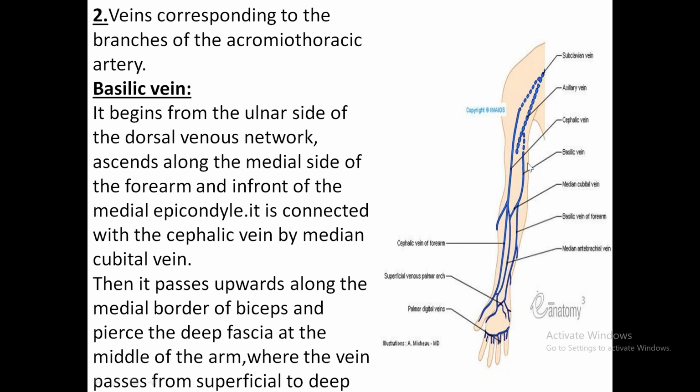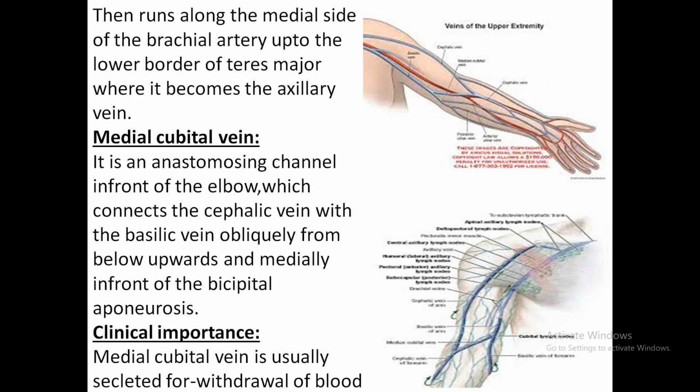Then it passes upwards along the medial border of the biceps and pierces the deep fascia at the middle of the arm, where the vein passes from superficial to deep. Then it runs along the medial side of the brachial artery up to the lower border of the teres major, where it becomes the axillary vein.